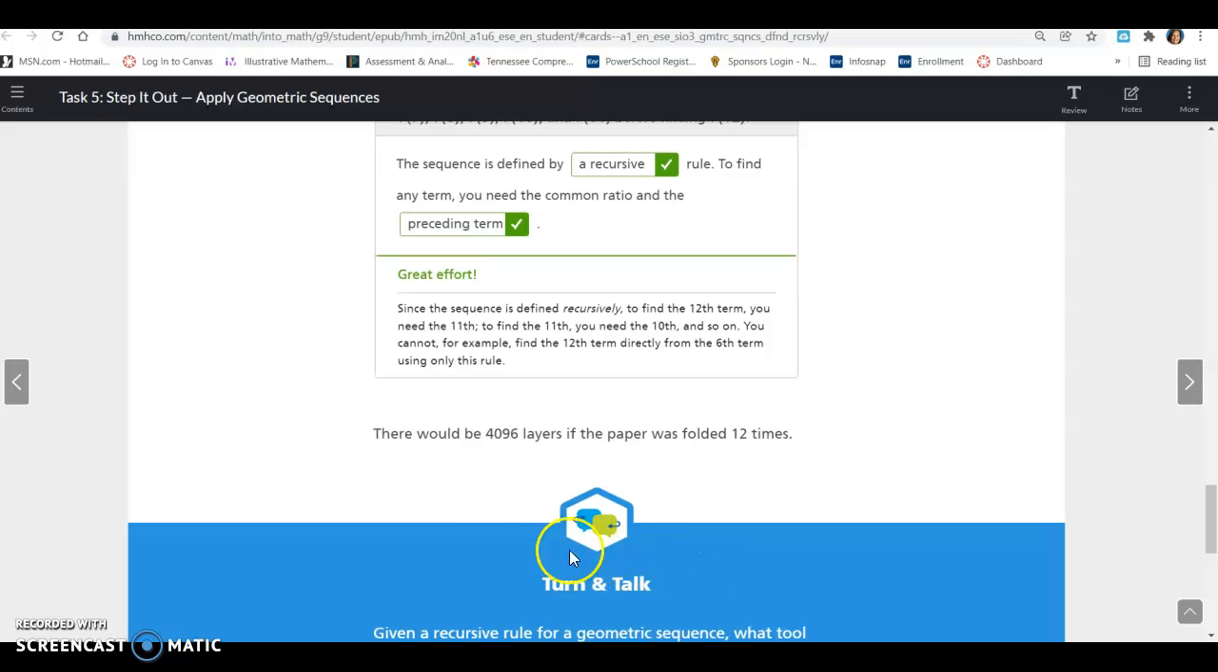All right, so there would be 4,096 layers if the paper was folded 12 times. So again, I think that's impossible with notebook paper. I'm not sure that's possible with tissue paper, but feel free to try it out if you like. If you have any questions, please let me know.